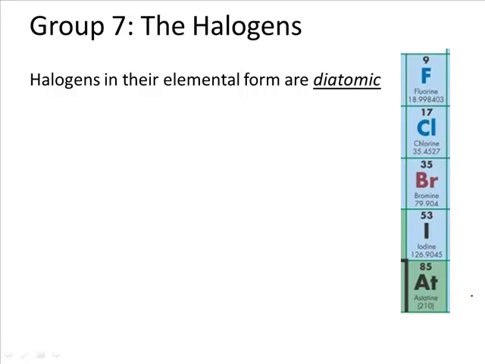The halogens, when they're in their elemental form, are always diatomic, meaning two atoms put together. So fluorine, when you see it in its elemental form, will always be two fluorine atoms, or F2. The same thing with all the other elements. Chlorine, in its elemental form, is Cl2. There's a couple interesting aspects to the halogens.